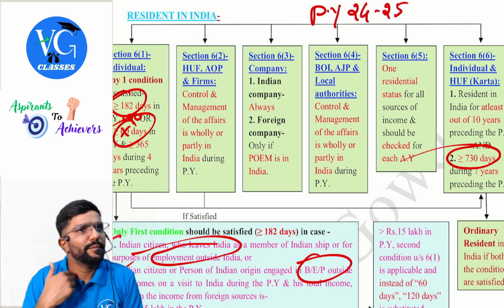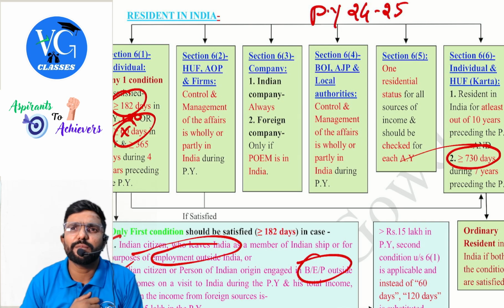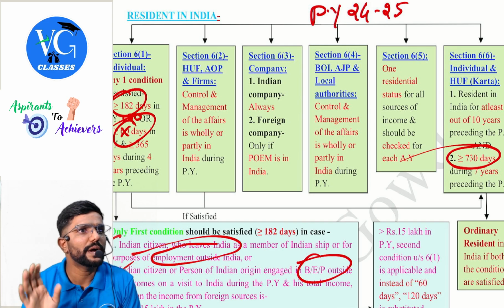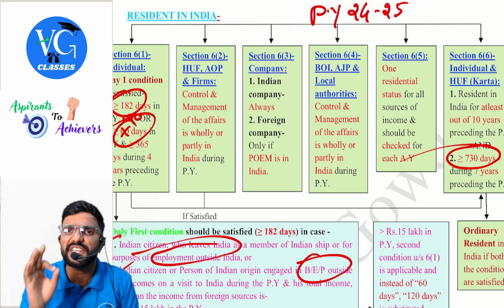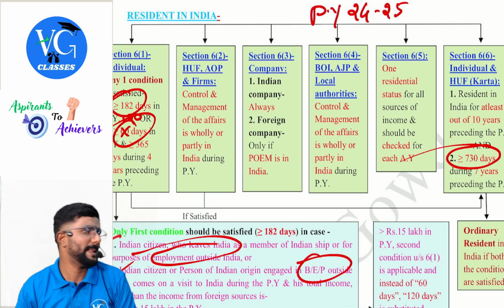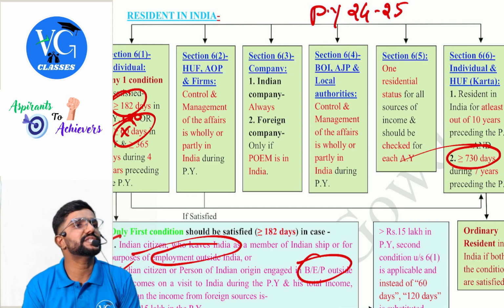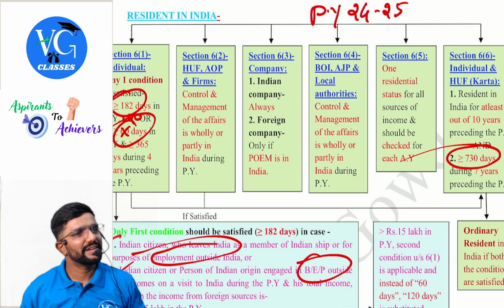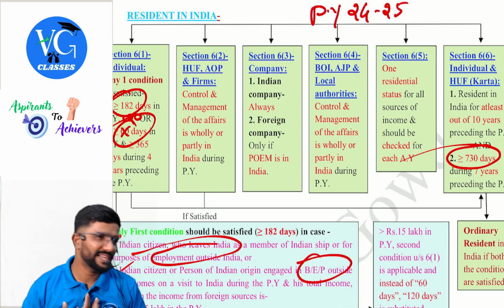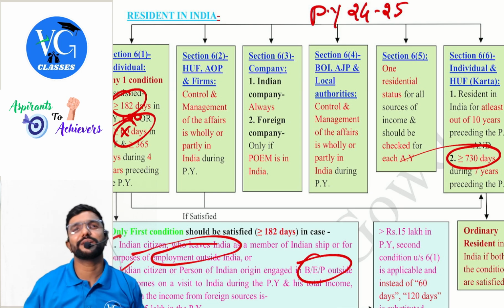Now, sir, I have become resident now. Does it mean that I am resident forever? No, no. I have to check the residential status for each and every year separately. Where is it given? Section 6(5). But sir, if I am permanently settled in India, should I check every year? No. It is understood I am resident in India.